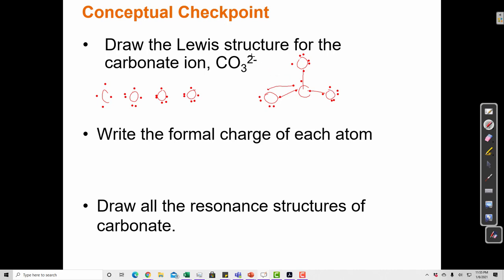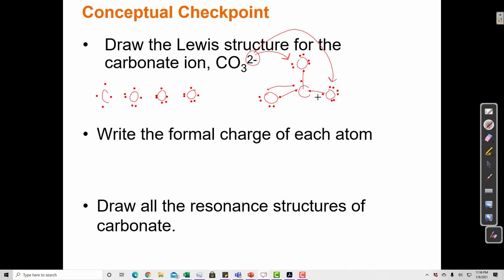Well, remember, I have not done anything about this 2 minus yet. All I've drawn so far is CO3. I drew the C and the three O's. But 2 minus means that this is an ion, and if it's 2 minus, it has two extra electrons. So where am I going to put them? Well, I'll put one of those electrons right here, and I'll put one of those electrons right here. I can pair them up. Then I'd have 2, 4, 6, 8, 2, 4, 6, 8.